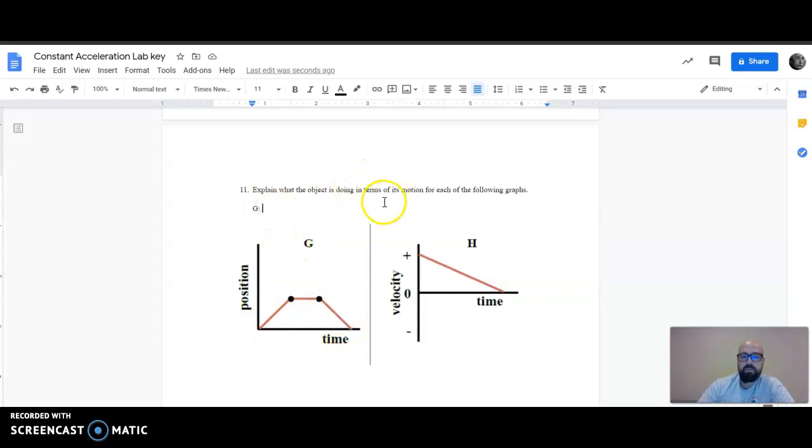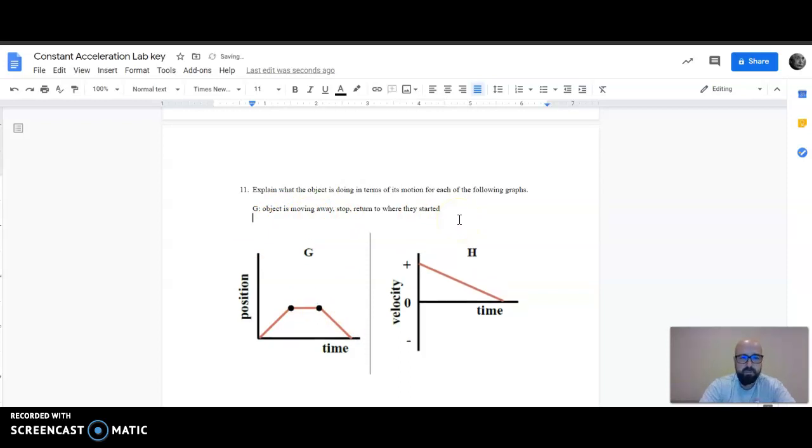So in terms of motion, you could say the object or person, whatever you want to call it, is moving away, then they stop, and then they return to where they started. Now, best answers would be that they move away at a constant rate or constant velocity, stop moving, and return at a constant rate or constant velocity. So that would be a really great way of doing it. But if you said it like this, I'm very comfortable with that.